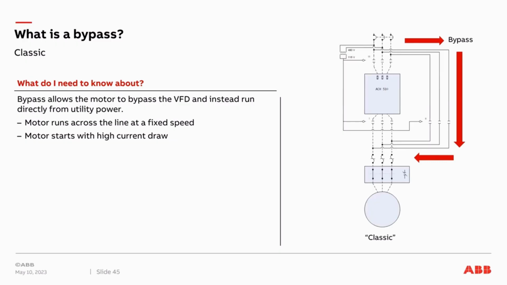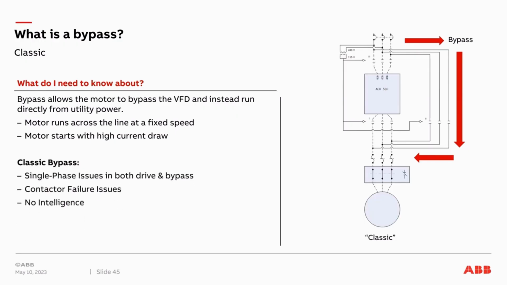And what we call a classic bypass is a scenario where single phase issues affect the drive and the bypass. If there's a contact failure, there's nothing to protect that. There's no intelligence, there's no proof of flow. And if it's an auto transfer, let's say the drive trips out on a short of the motor, suddenly you transfer to bypass, there's no protection for that kind of stuff. That's what we call a classic bypass.